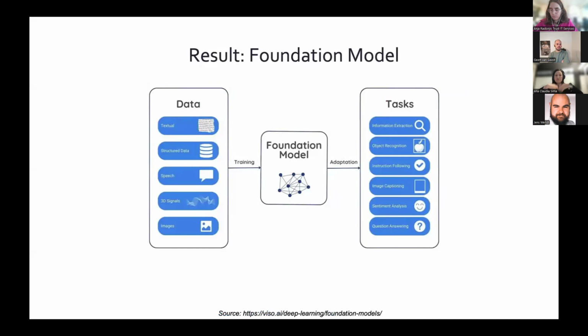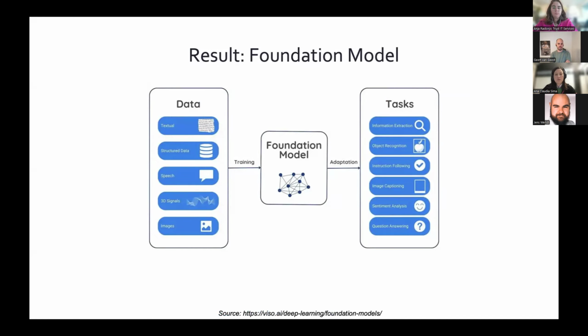Now, skipping very quickly through these steps, what is the result and what we all are familiar with are foundation models. So this is, for example, the GPT family of models, which can be used then for different tasks. And of course, this is also very relevant in the context of digital repositories.